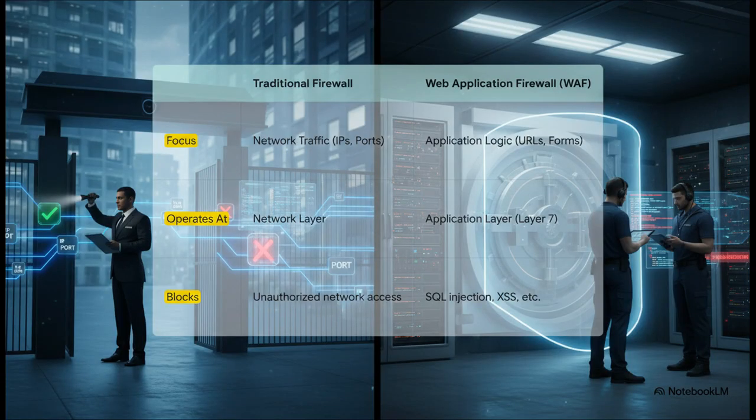A traditional firewall is kind of like a bouncer at the main entrance of a building. As you can see here, its job is to check IDs, network stuff like IP addresses and ports, to decide who even gets in. But a WAF, that's more like a highly trained security guard standing right in front of the bank vault. It operates at the application layer, looking at the content of what people are saying and doing to stop really specific threats like SQL injections, things a normal firewall wouldn't even notice.